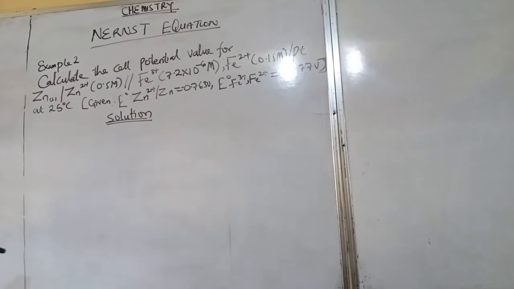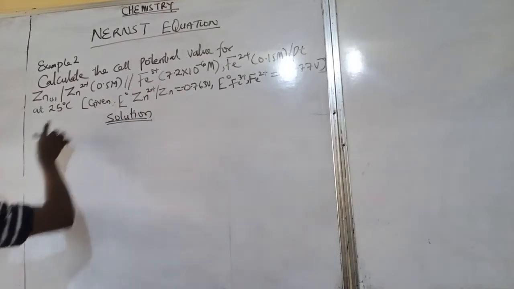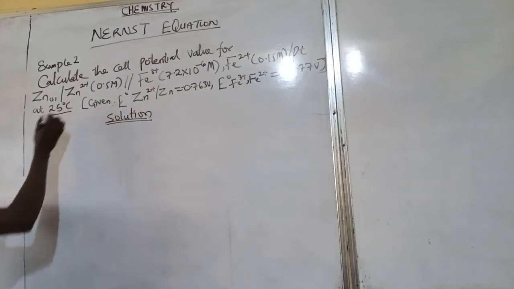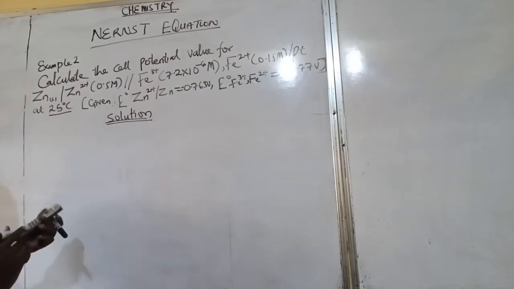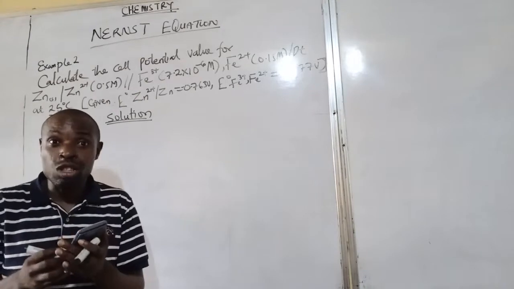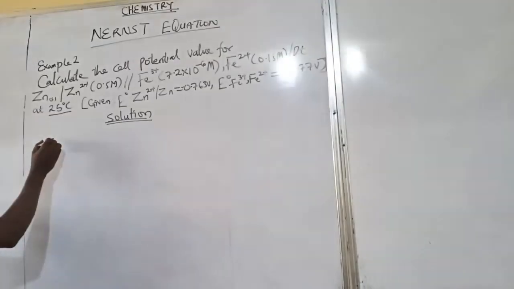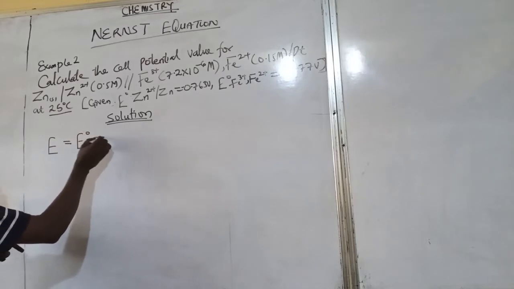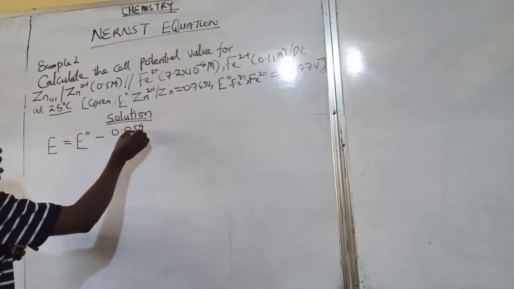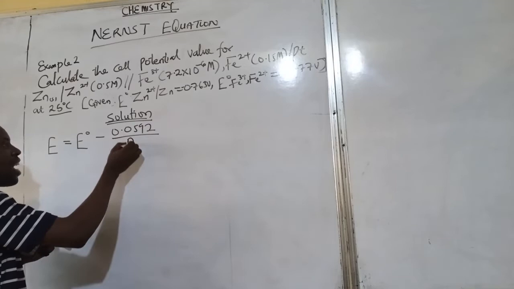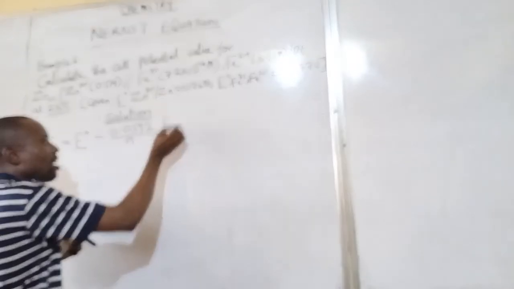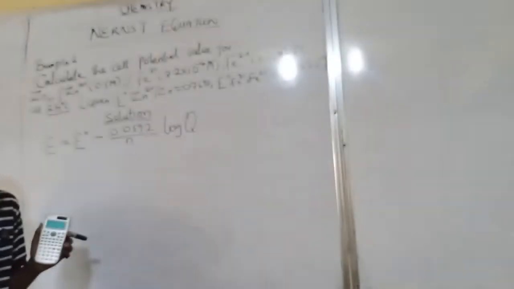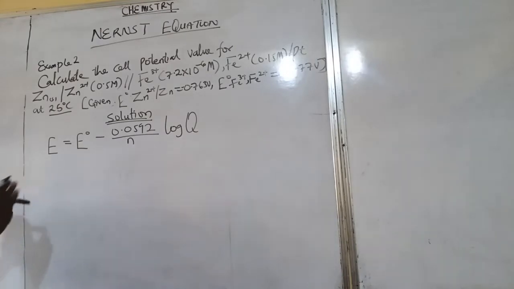Now, let's calculate the cell potential value for what you can see here. You just need to see the temperature, and you know that what you're looking for is the Nernst equation. Just come here and say E is equal to E naught minus 0.0592 over n log Q. So what do you do? You break that into pieces.